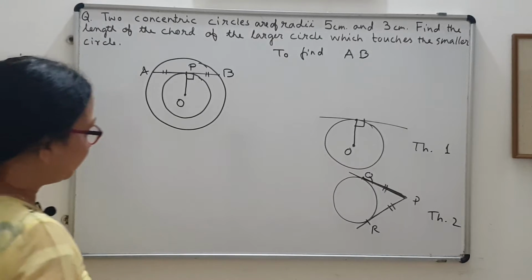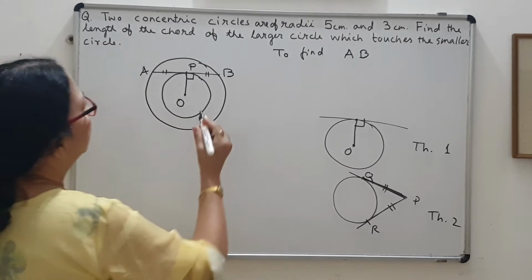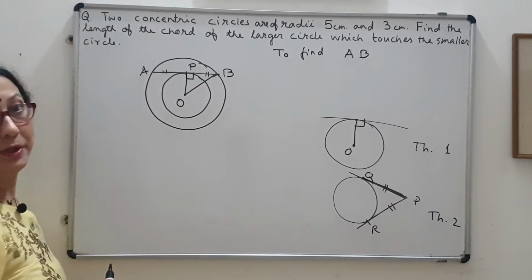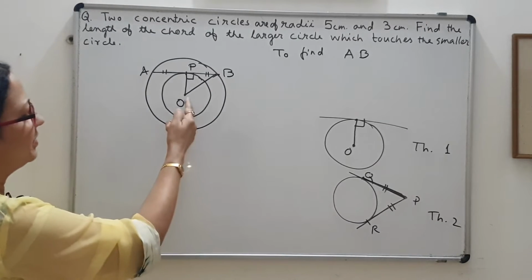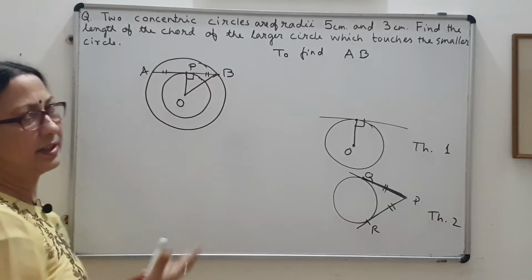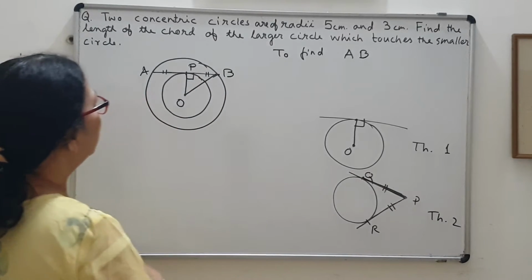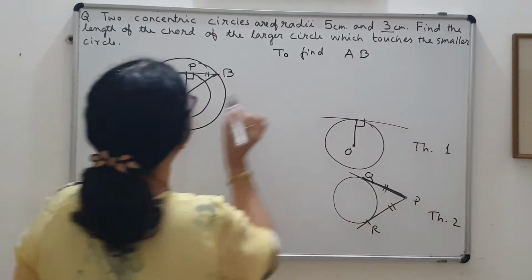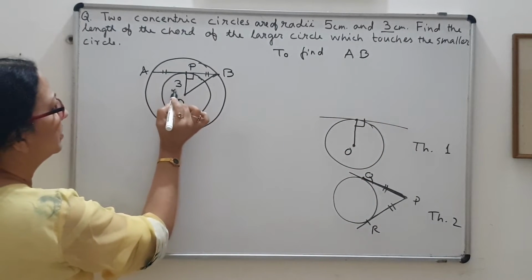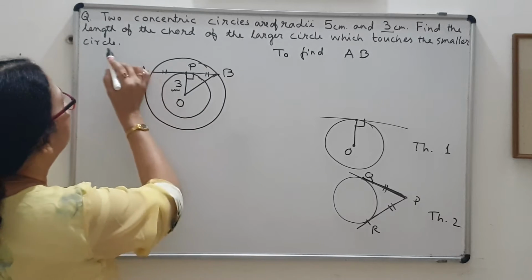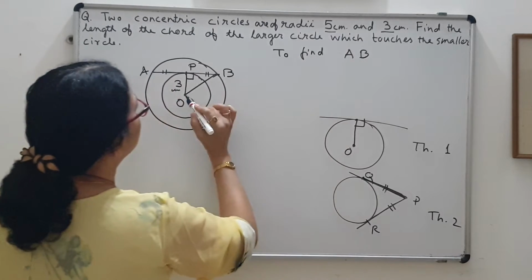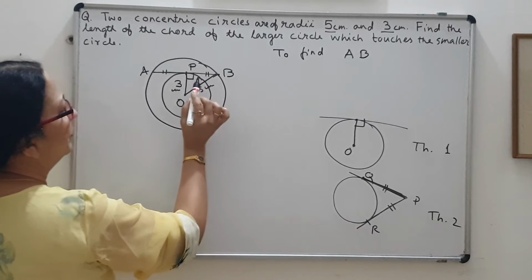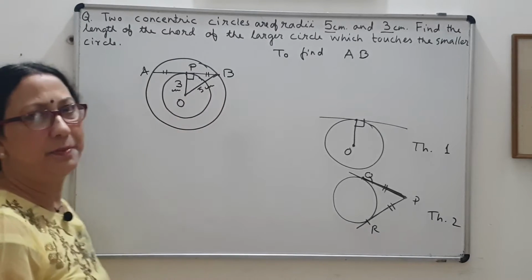Now what can we do? We will join OB. Now I have got a right triangle OPB, so I can apply the Pythagoras theorem. OP is the radius of the smaller circle, and by the question it is 3 centimeter. The radius of the larger circle is 5 centimeter, so OB will be 5 centimeter. So obviously we can find PB by the Pythagoras theorem.